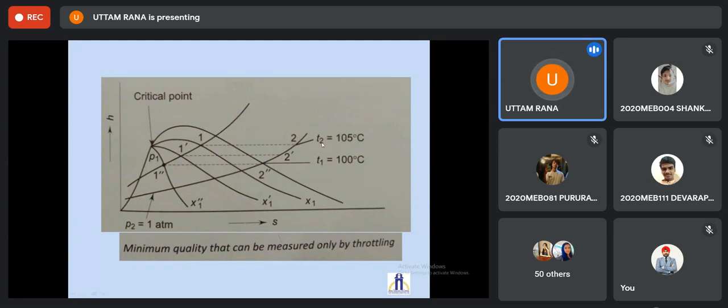Now just think of the situation for the same pressure difference, that means from 1.5 MPa to atmospheric pressure. If the initial state of the steam is at 1 prime, what will be the end state?